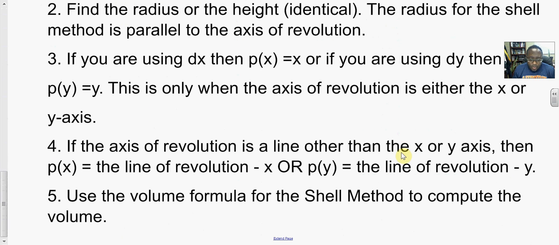Use the volume formula that we just gave above for the shell method to compute the volume. And I think after that, you should be good to go. So next, we'll look at some problems from this section.